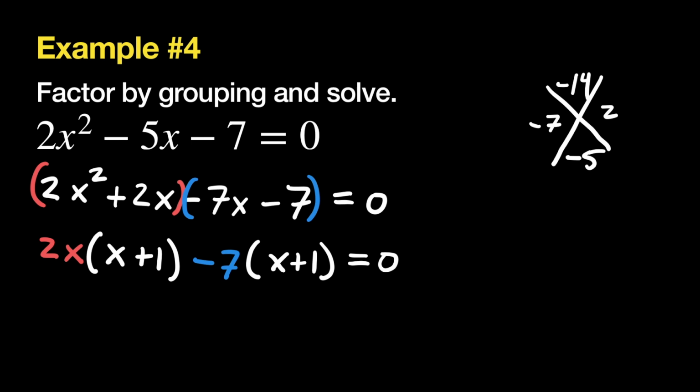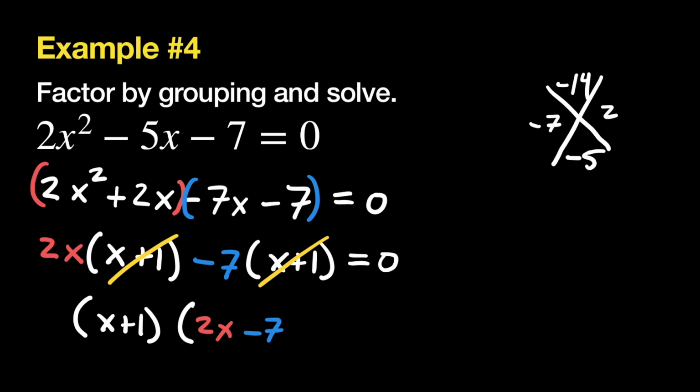Now, in this case, you can see that we have two different terms. You have the 2x times x plus 1, and then you have the negative 7 times x plus 1. So they both have an x plus 1. And similar to what we did in the previous part, where we saw something in common and we were able to take it out, we're going to do exactly the same thing. We're going to take out the x plus 1. We put that outside. So we're going to take it out from both sections. And we're only going to be left with 2x minus 7, and that's going to be equal to 0.